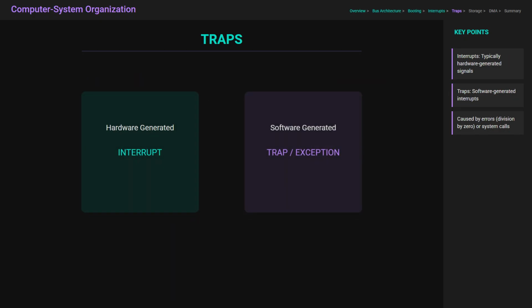It is also important to distinguish between interrupts and traps. An interrupt is usually hardware-generated, whereas a trap or exception is a software-generated interrupt. Traps can be caused by errors, like division by zero, or by a specific request from a user program for an operating system service known as a system call.